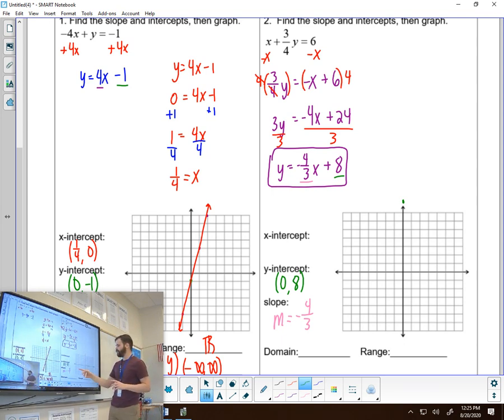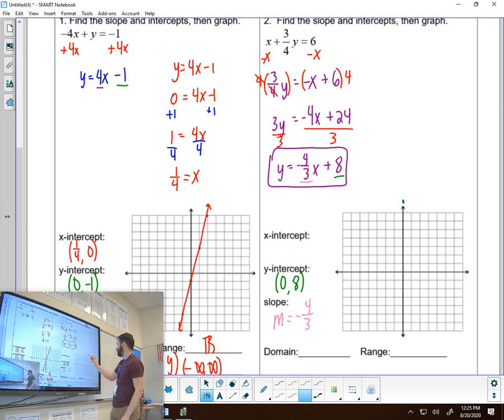My slope is negative 4/3. Remember, this is my rise over my run. And since it's negative, as we go from left to right, it's going to be going down. So I'm going to go down 4, to the right 3. Down 4, to the right 3, and that's going to be where my graph is. So let's take a look at what that looks like.